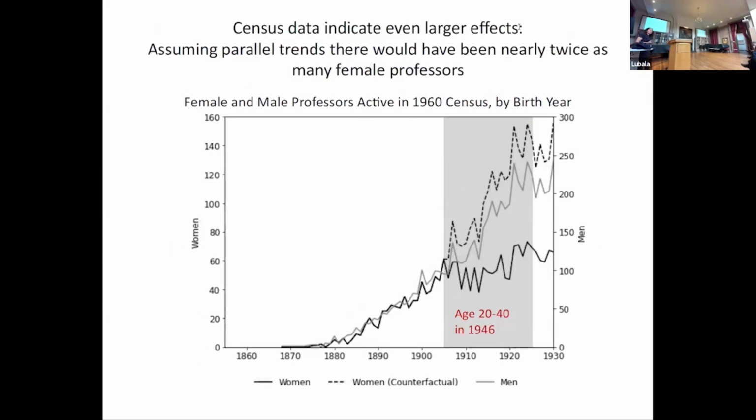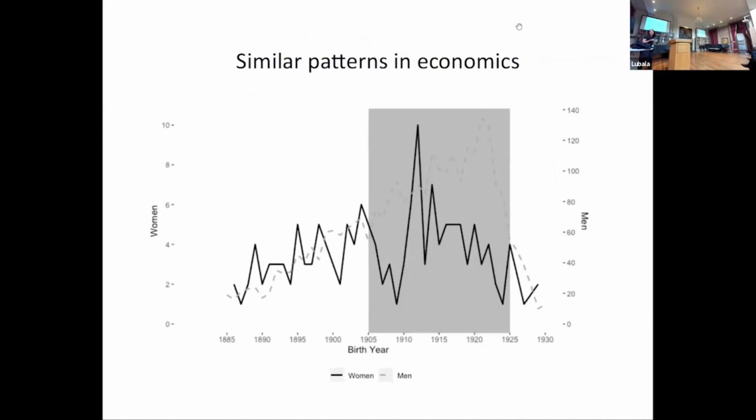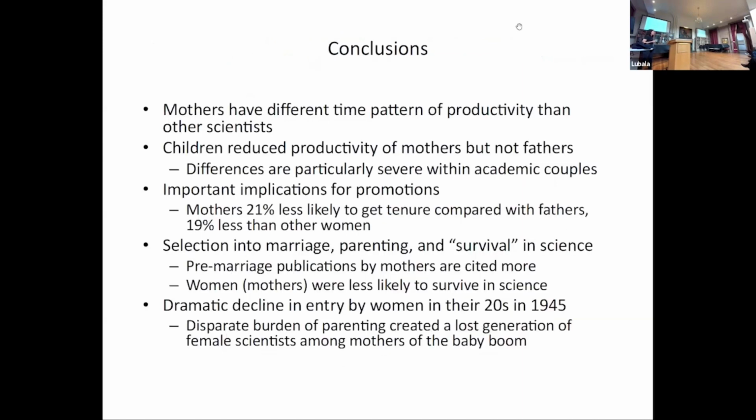You might just say, oh, it's just Men of Science. So we looked at the census. In the census, this is even worse. We take everybody in the census who is a professor and do the same graphs. You see a much stronger effect in the census overall. And then I'm just going to show you this in economics. Again, we see the same thing. I have all these other slides afterwards, but I'm just going to stop here because I'm out of time. Thank you very much.